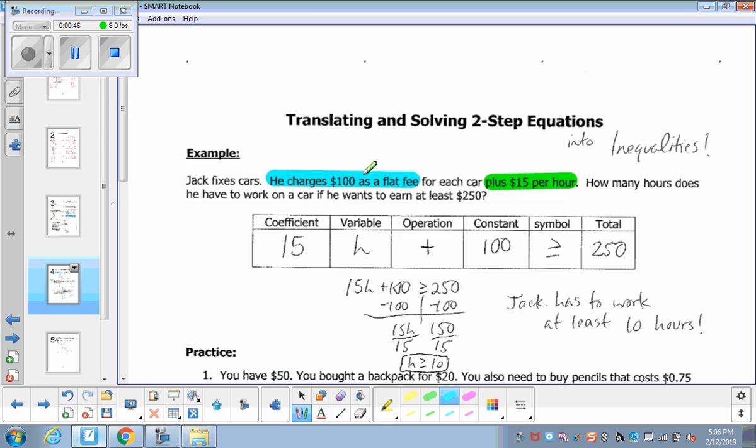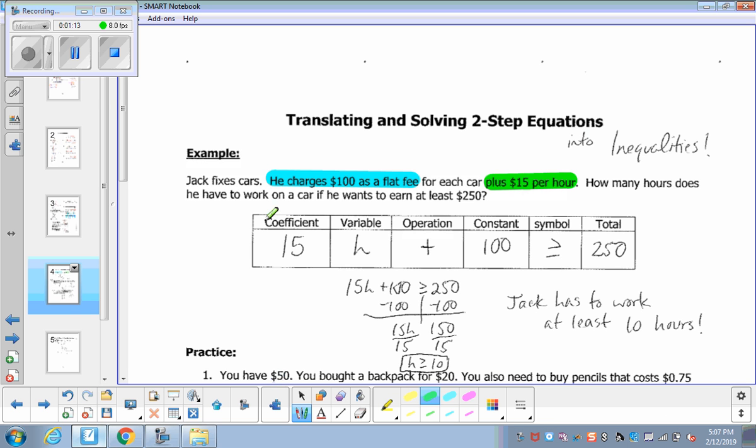a car. Now, what happens is that because some cars are more difficult to fix than others, and sometimes when you pop the hood, you take a look and you realize it's going to end up taking way more time to finish than originally thought. What Jack does is also charges $15 per hour. So in this chart, what we have is all of the words to help you guys break down all of the parts.